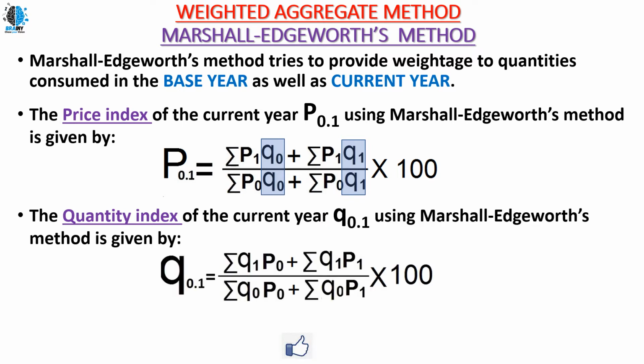So the quantity index Q01 is equal to summation Q1 P0 plus summation Q1 P1 whole divided by summation Q0 P0 plus summation Q0 P1. Here you can see the author has given the weight to P0 and P1. So P0 is given to Q1 and Q0, and P1 is given to Q1 and Q0. So it means the author has given the weight to both the years, current year as well as base year. In the quantity index the weights are given to the prices. So this is all about our Marshall Edgeworth method.